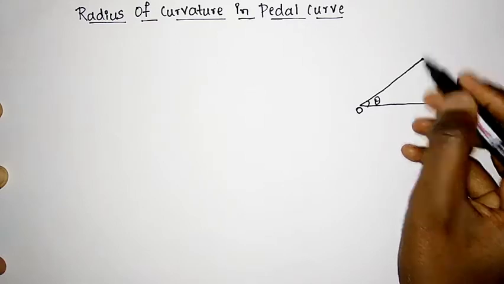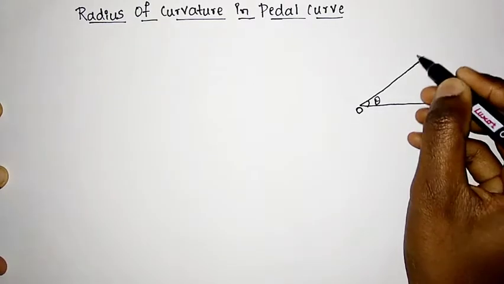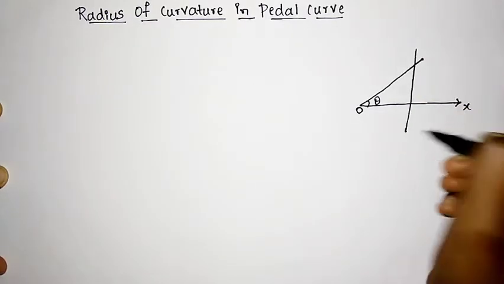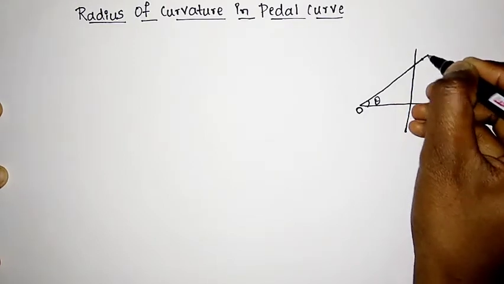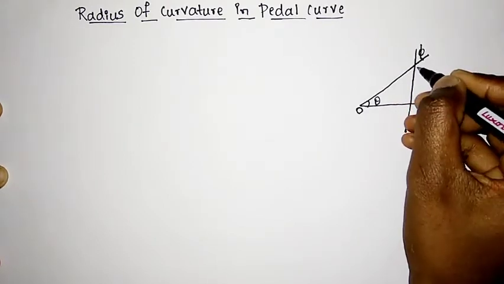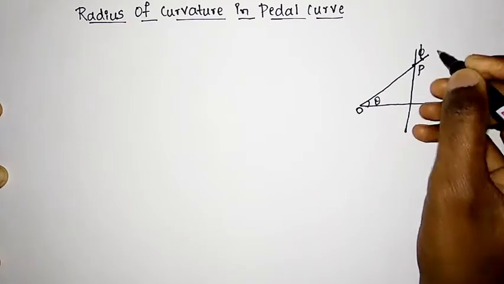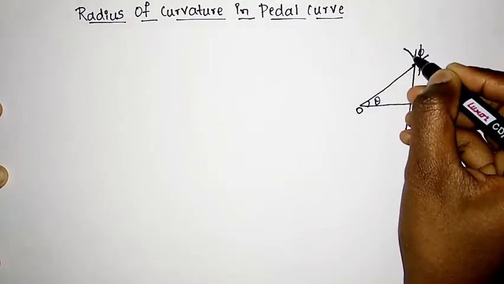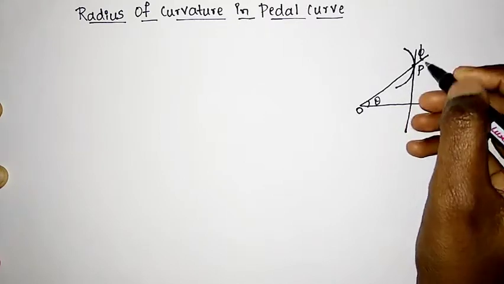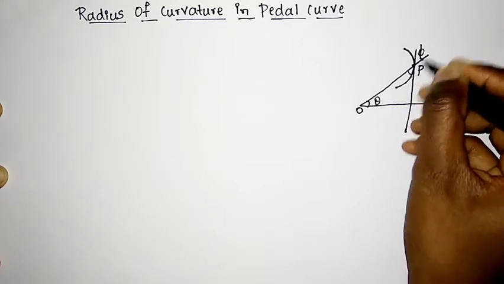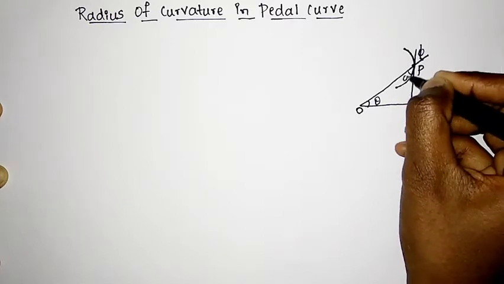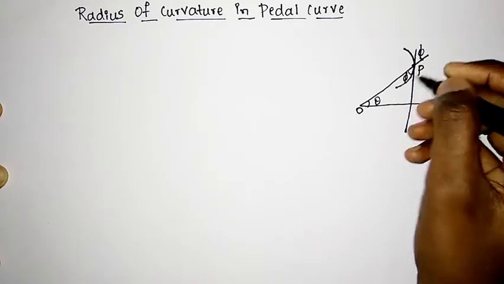So let us draw a line. Then the angle made with this is phi, and this we have taken as the point P. Now let us draw a curve or a tangent at the point P. Therefore, since both are on the same side, the angle made by both will be phi itself.